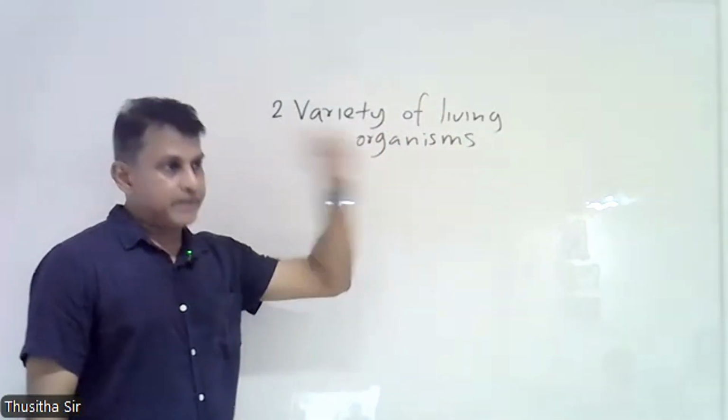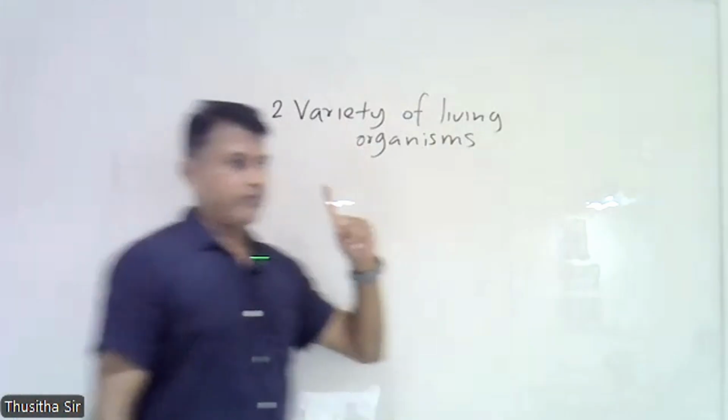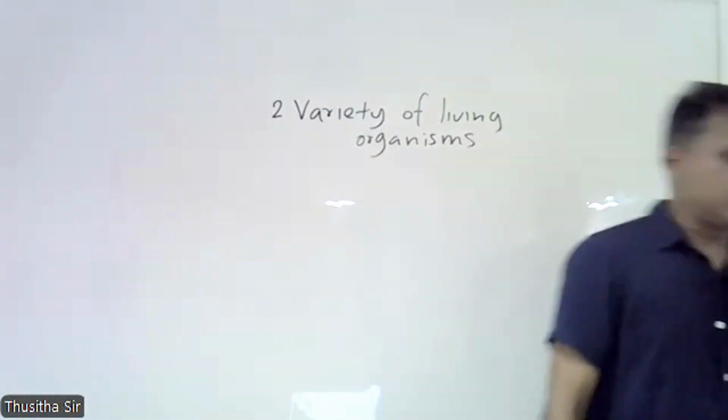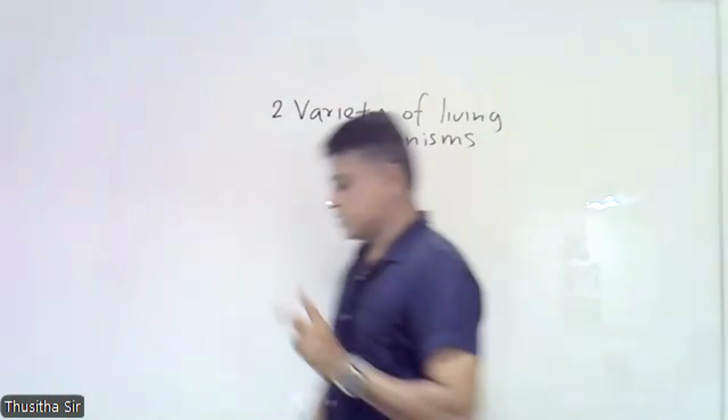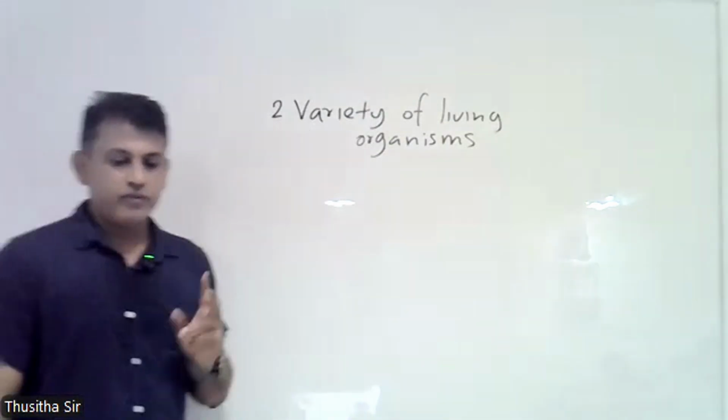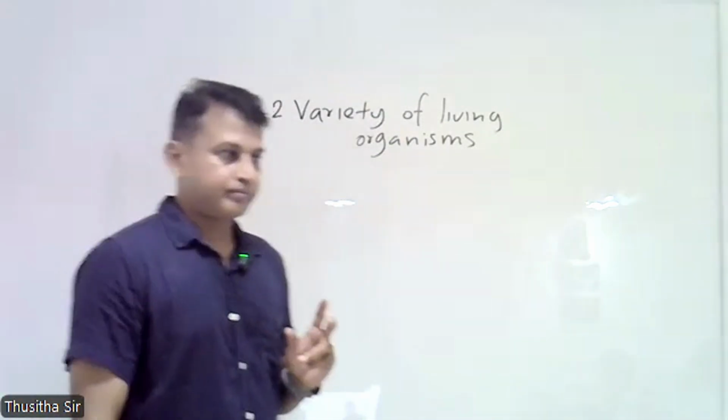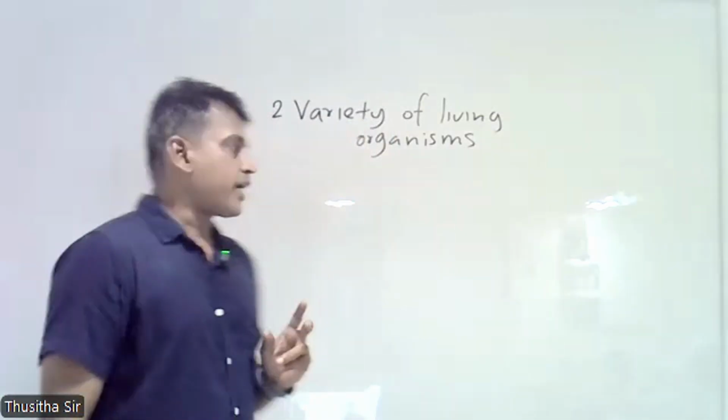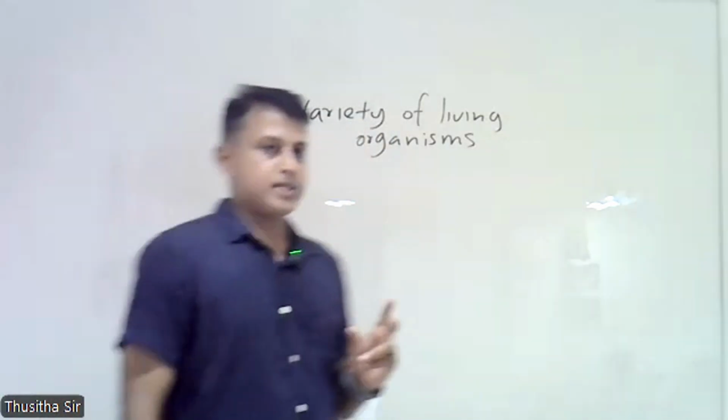The first lesson is characteristics of living organisms. The second lesson is variety of living organisms. So write the title: variety of living organisms.